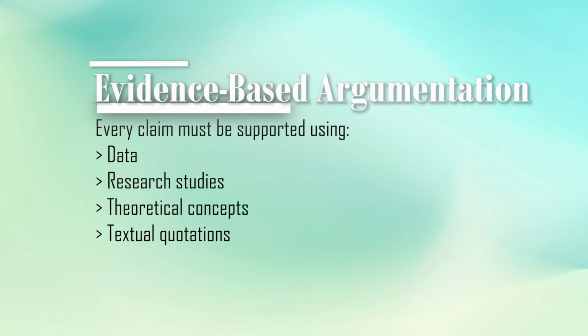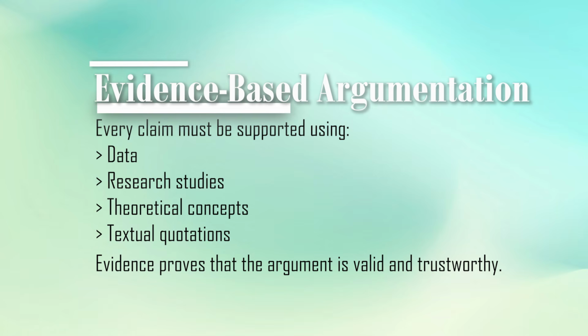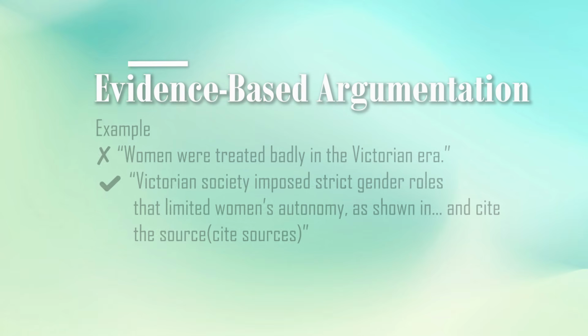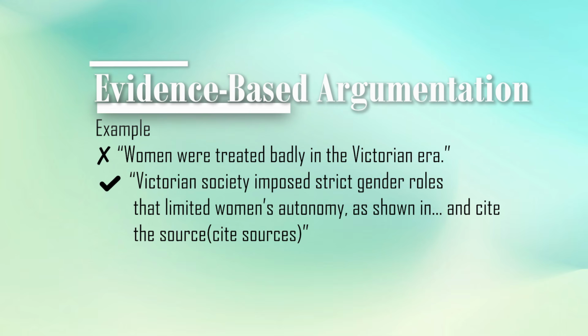Then comes the fourth point, evidence-based argumentation. Every claim must be supported using data, research studies, theoretical concepts, and textual quotations. Evidence proves that the argument is valid and trustworthy. For example, instead of writing a woman was treated badly in the Victorian era, one should write Victorian society imposed gender roles that limited women's autonomy, as shown in, and you cite the sources.